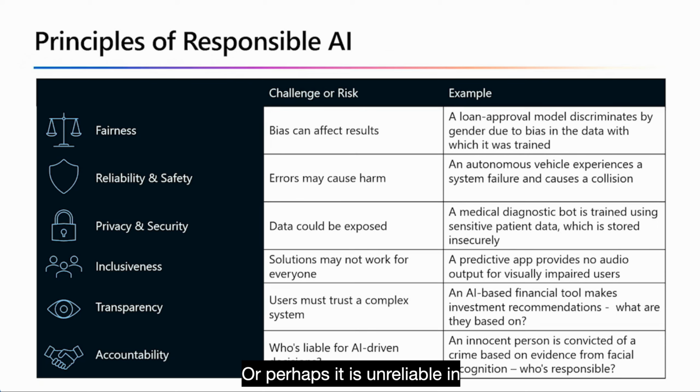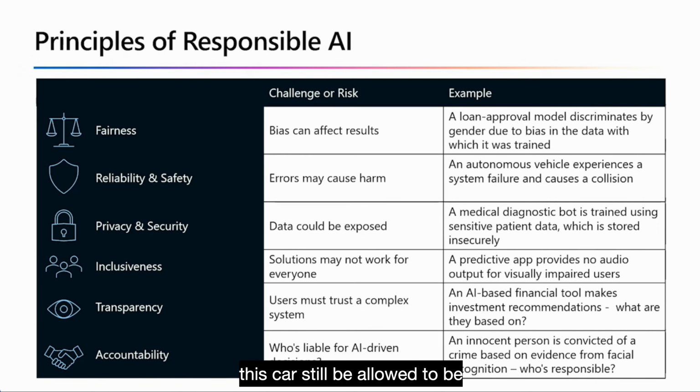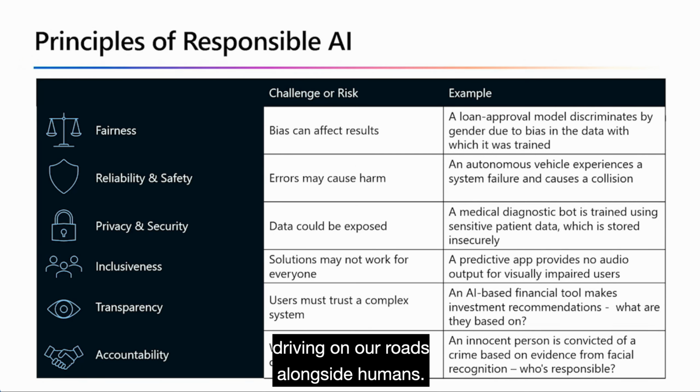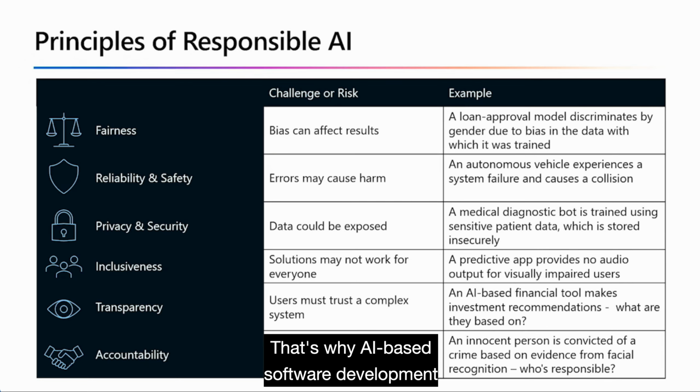Or perhaps it is unreliable in making decisions when the camera does not have sufficiently clear photos. Should this car still be allowed to be driving on our roads alongside humans? We might be causing substantial risk to everyone on the roads. That's why AI-based software development must be subjected to rigorous testing to ensure that it works as expected before it gets released.